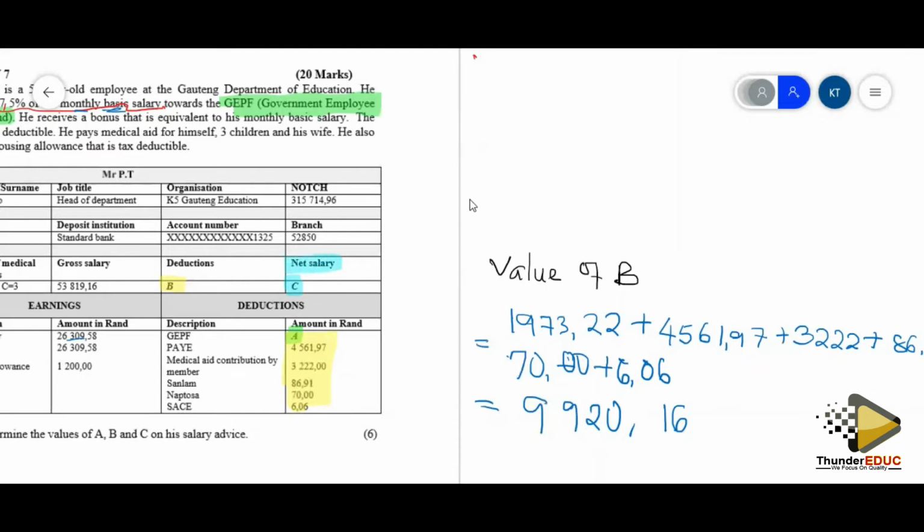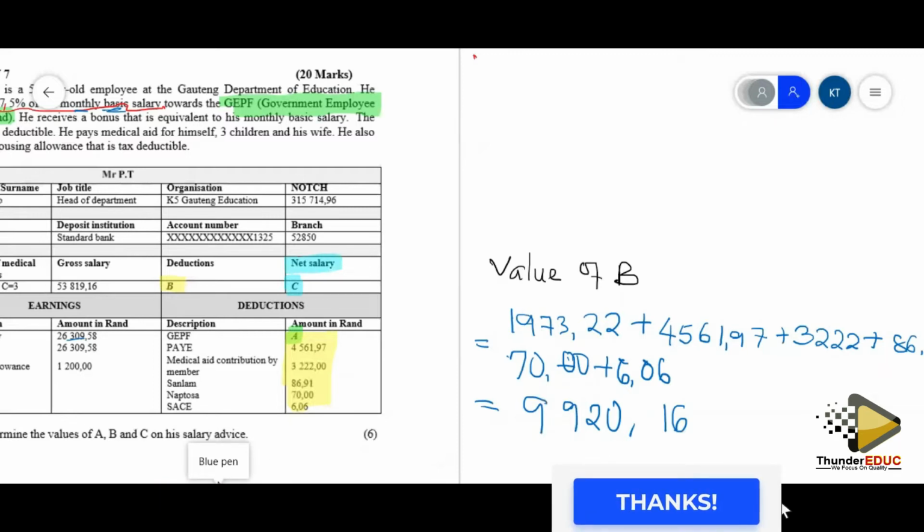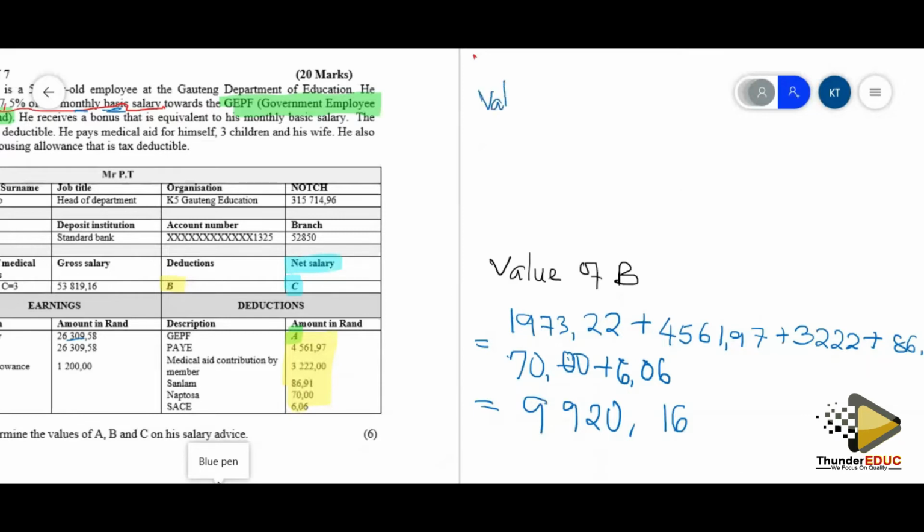Now, what I want you to remember, or what you remember from your grade 10. Together, we are saying value of C is net salary. Net salary is what remains after deductions. Simply meaning net will equal your gross minus the total deductions.